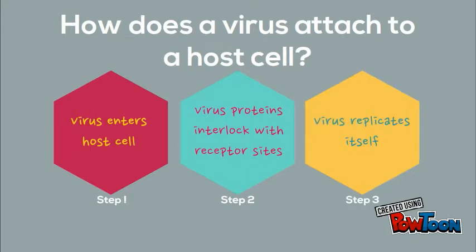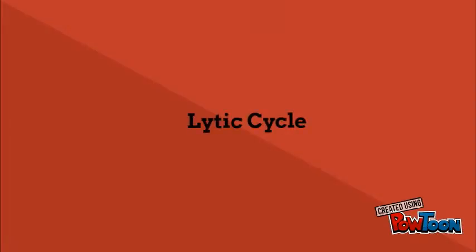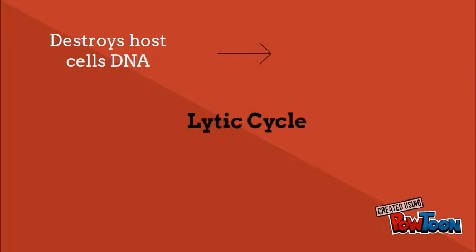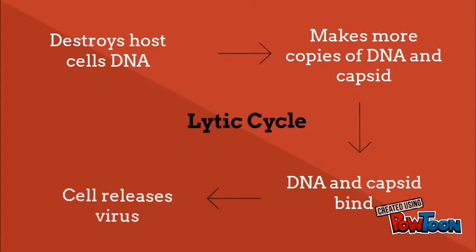Viruses become active only when their genetic material has entered and taken control of a cell. The process in which a virus infects a cell, replicates, and destroys the cell is referred to as the infectious cycle. There are two ways in which a virus can infect a cell. The first way is known as a lytic cycle. In the lytic cycle, the viral DNA destroys the host cell's DNA and immediately directs the host cell to make copies of the viral DNA and capsid.